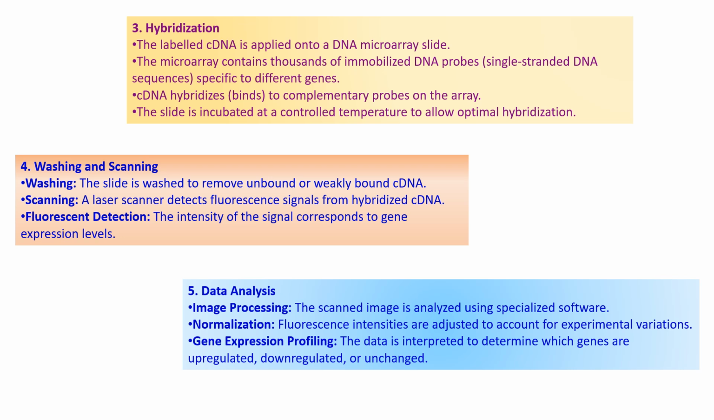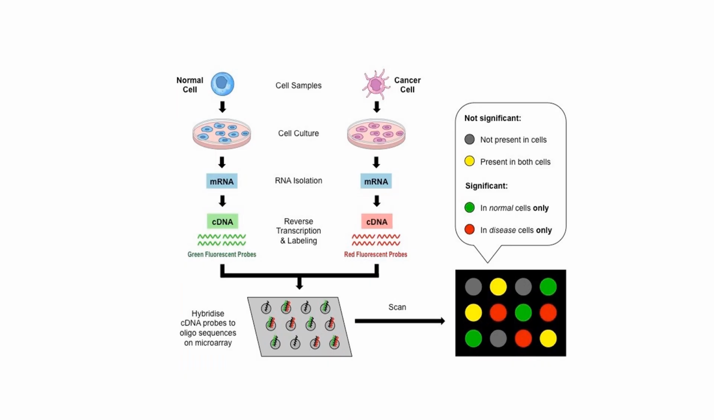Finally, data analysis, which is done by image processing. The scanned image is analyzed using specialized software. Normalization: fluorescence intensities are adjusted to account for experimental variations. Gene expression profiling, which includes the data being interpreted to determine which genes are upregulated, downregulated, or unchanged.